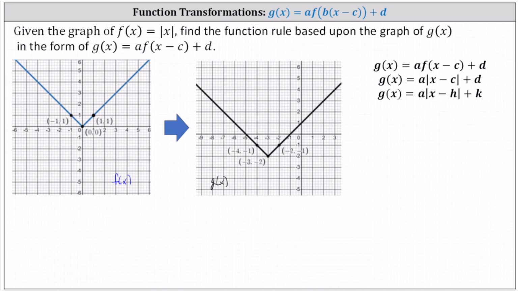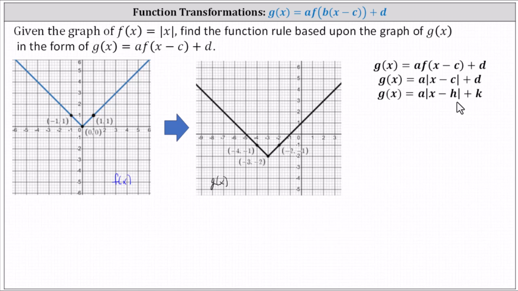And because f of the quantity x minus c is equal to the absolute value of the quantity x minus c, we know g of x is in the form of g of x equals a times the absolute value of the quantity x minus c plus d. Sometimes you may also see the form shown here below, where c is replaced with h and d is replaced with k, where h comma k is the vertex.